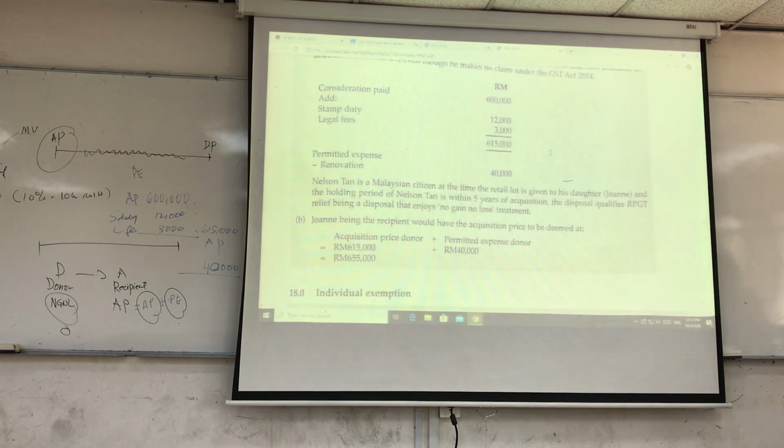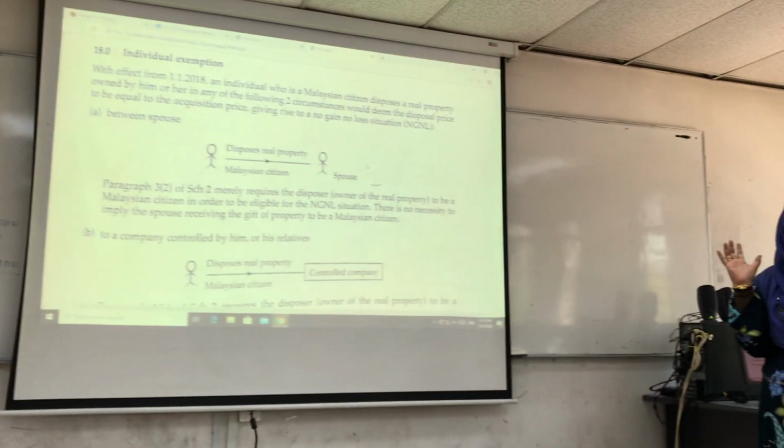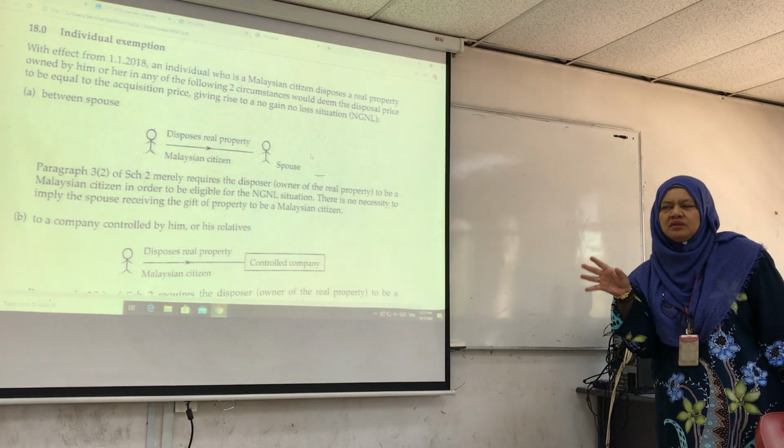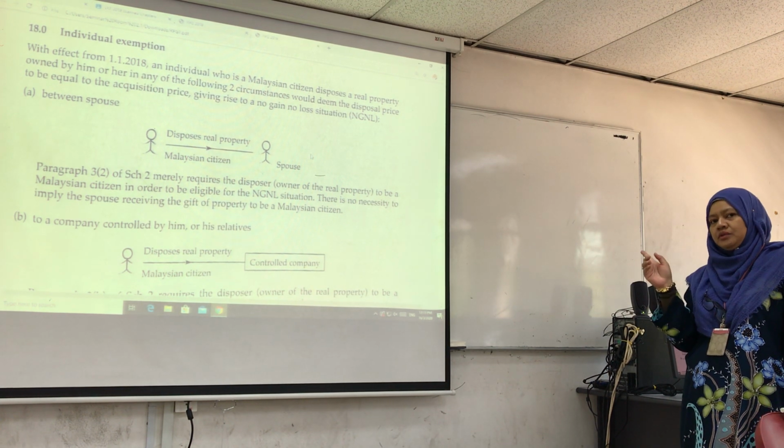Next is the individual assumption. Remember that when we did the first computation, we do have an exemption under Schedule 4. Is it 4? Yeah, with the 10,000 or 10%. So that is one exemption.